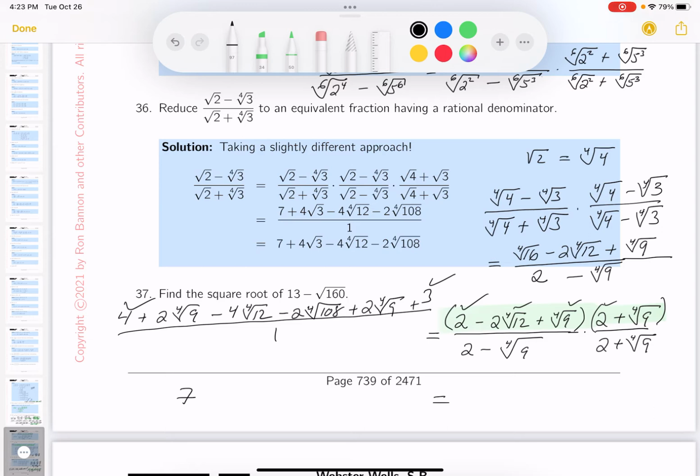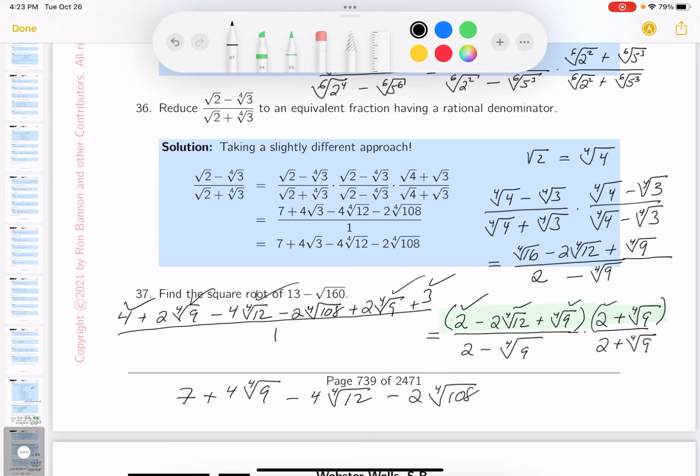And let's take a look. And I'm going to get 2 and 2. That's going to be 4, 4th root of 9. And then what do I get? I get minus 4, the 4th root of 12. And then I get minus 2. Let me get my eraser here. I don't lose track of anything. Minus 2, 4th root of 108.